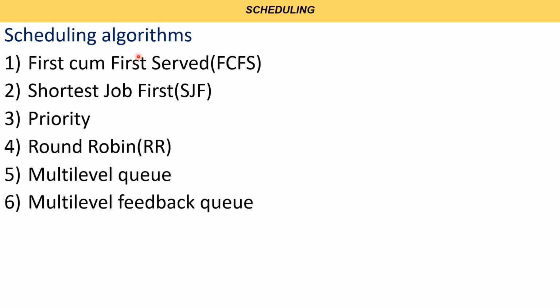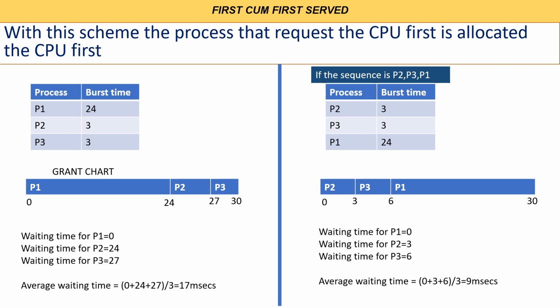We have many scheduling algorithms, and I have listed six. I am going to explain the scheduling algorithms in the subsequent slides. First is the first-come, first-served scheduling algorithm. With this scheme, the process that requests the CPU first is allocated the CPU first.